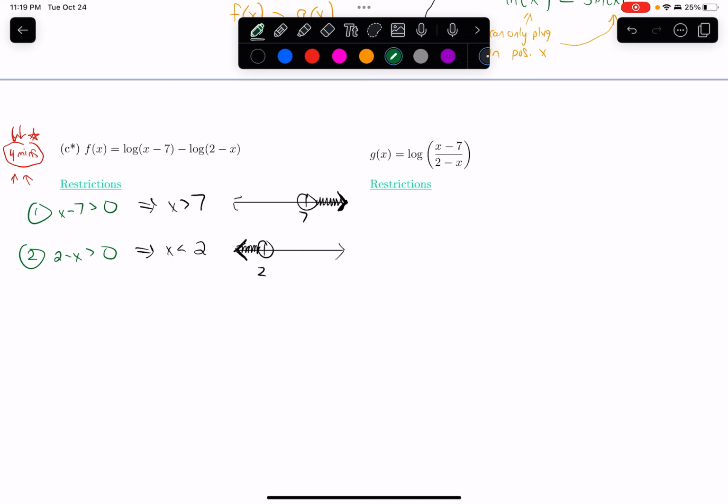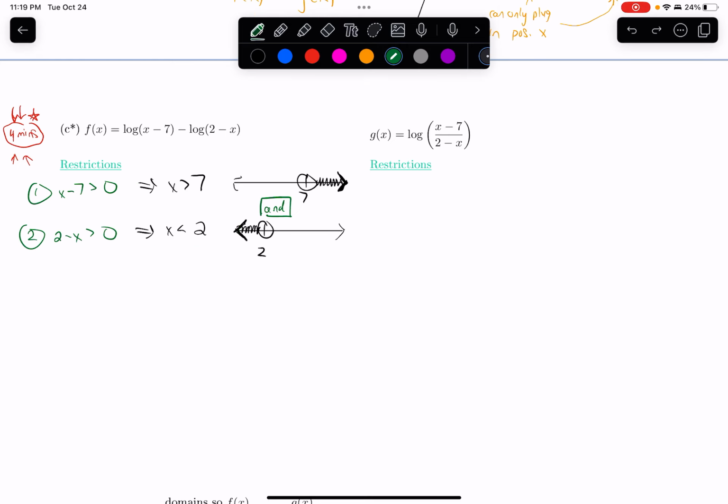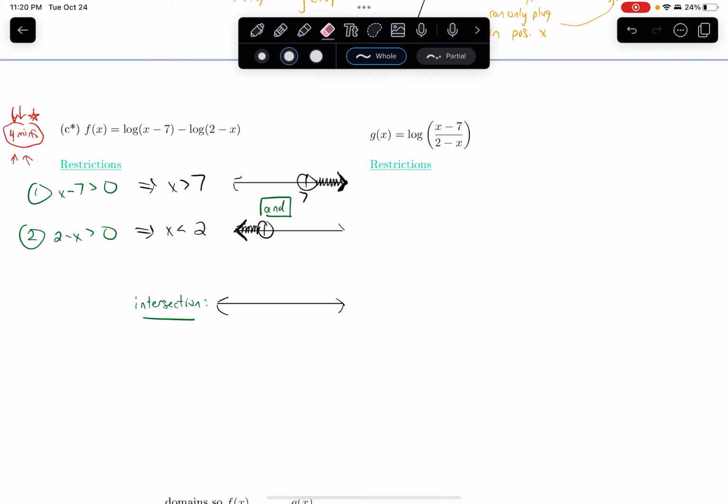Okay, so I need both of these restrictions to be true. So I need the first number line to be satisfied as well as the second one. I want just the x values that satisfy both of these conditions. So when I see that word and, that means an intersection. Now I'm going to form the number line where I put this together, where I take the intersection of these number lines up top. When I take the intersection, recall, I just want the values that are satisfying both. In other words, just the values that are shaded in both of the number lines.